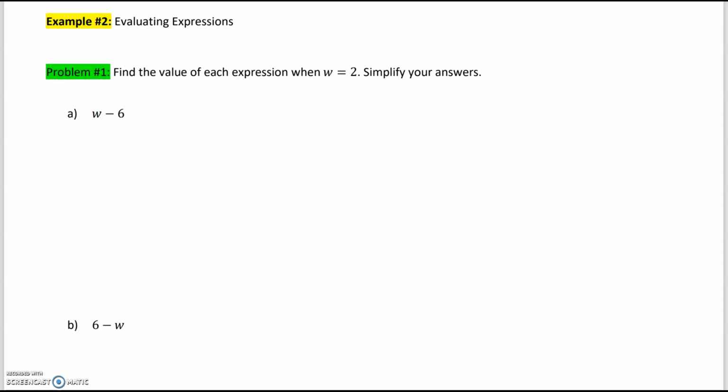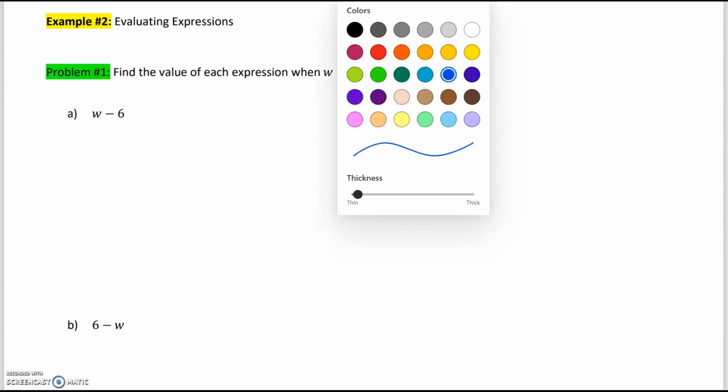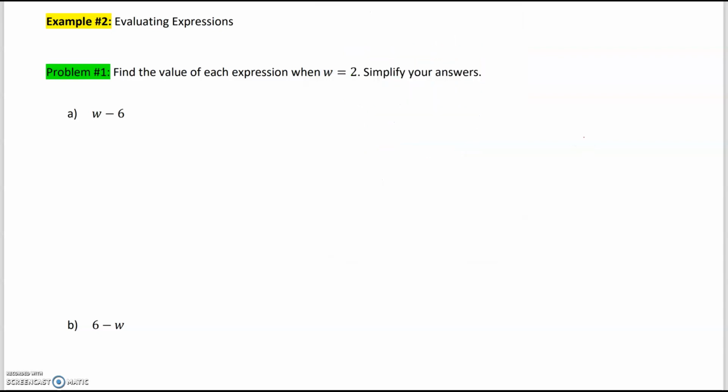Hi class, we need to take a look at example 2. Now in example 2, we're actually evaluating expressions and simplifying. And here's the basic idea. For this problem, they want us to evaluate with w equal to 2 for all problems, and then they want us to simplify. So what I'm going to do here is basically put a parenthesis on the variable.